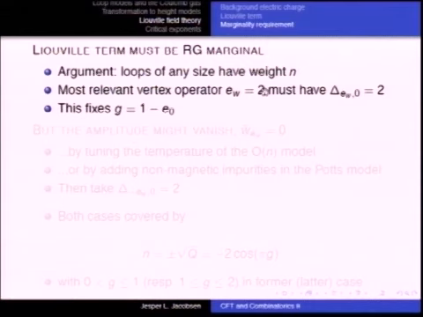Sorry, just in your title line, RG, is that standing for renormalization group? Okay. Right.